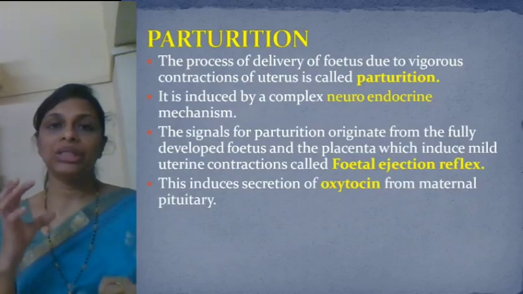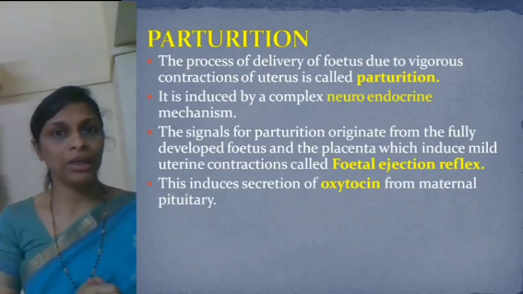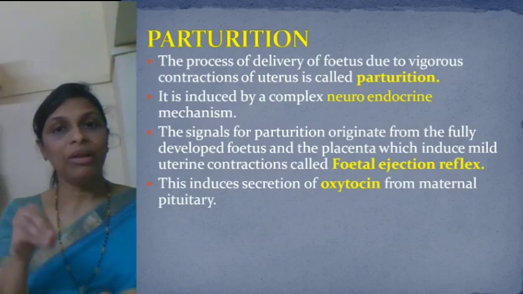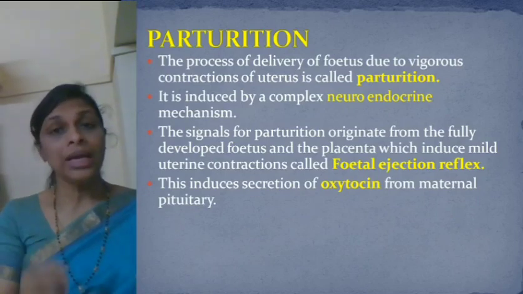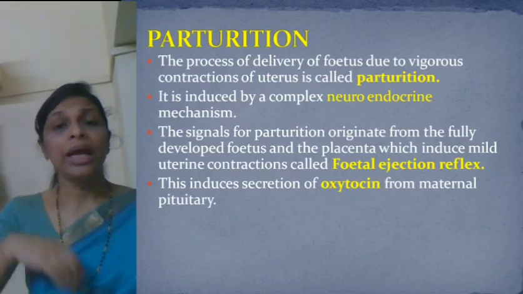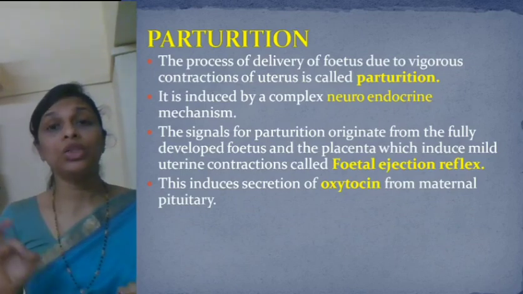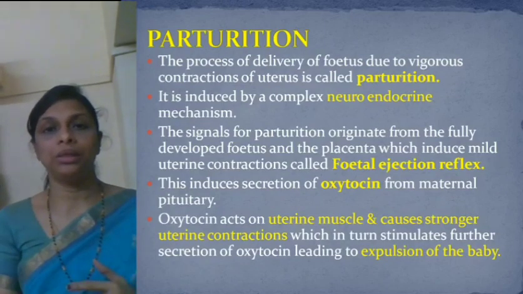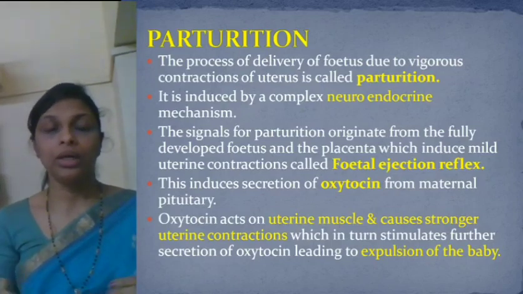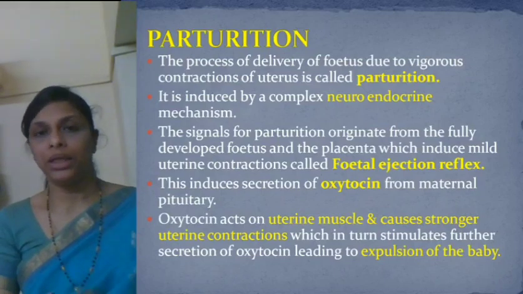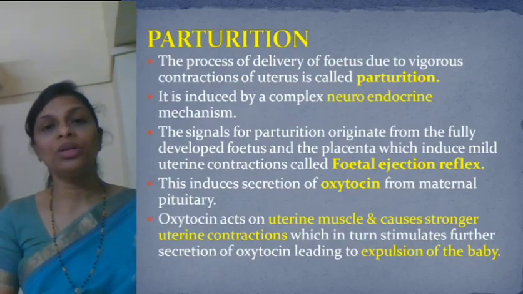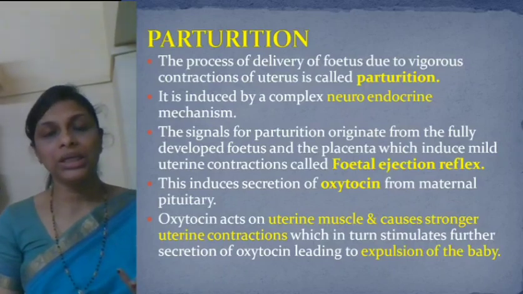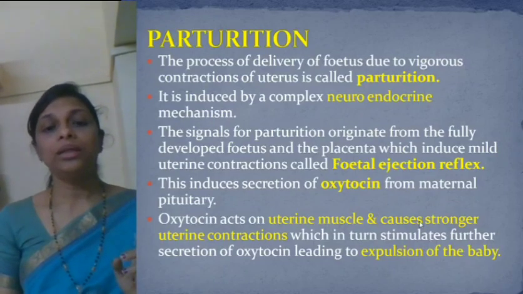Now, this fetal ejection reflex stimulates the pituitary gland of the mother to secrete the hormone called oxytocin. So signals are sent by the fully developed fetus and the placenta, and this stimulates the pituitary gland, which starts secreting oxytocin. This oxytocin acts on the uterine muscles so that the contractions become stronger and stronger. Not only that, more and more oxytocin will be secreted. So contractions of the uterus will increase, and at the same time more and more oxytocin will be secreted by the mother's pituitary gland. And this oxytocin, what is its function?